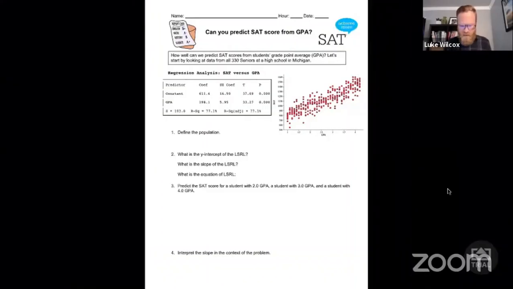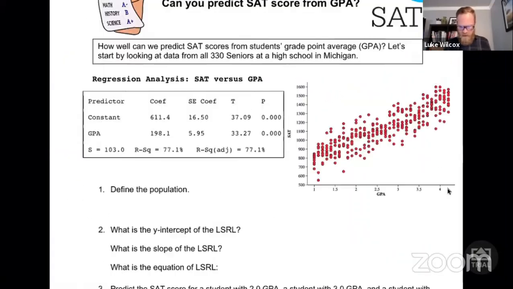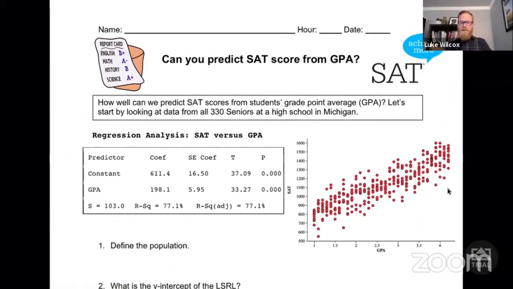So let's move right into today's lesson. And the context for today's lesson has to do with SAT scores and GPA. And my hunch is that if you knew something about a student's GPA, it might help you to predict what their SAT score might look like. Not perfectly, but it might help us to predict a student's SAT score.